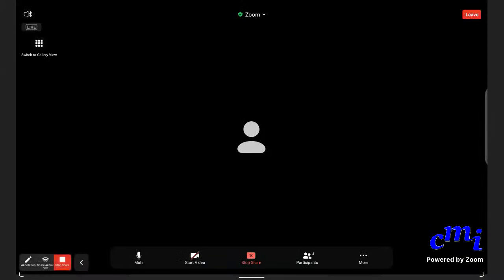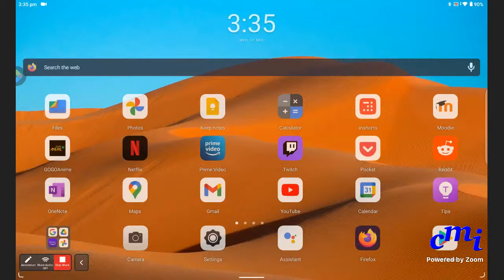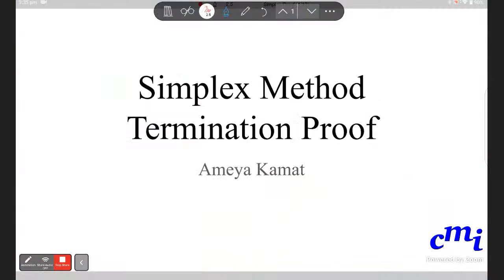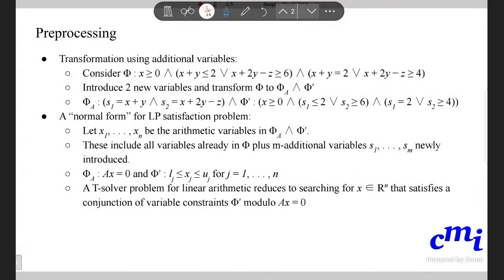Just share. Yeah, so can you see my screen? Yes, I can see it. Okay. So I'm just going to talk about the proof for the simplex method, the proof of termination. I won't go over the method that much. I've just gotten this from your slides as well.